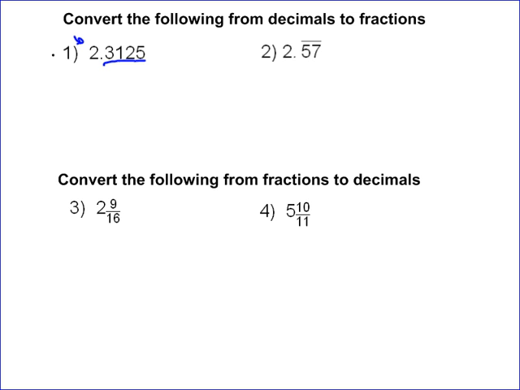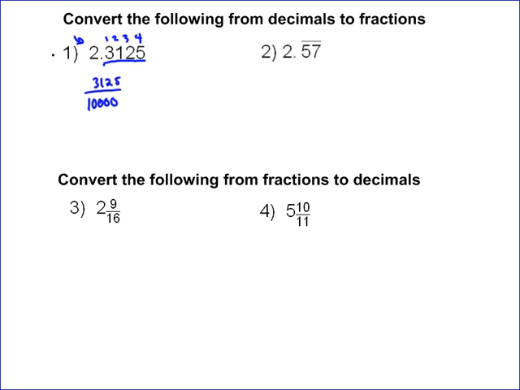Whenever it's a non-repeating, terminating decimal like this one, we count the number of places after the decimal. There are 1, 2, 3, 4. That's how many zeros after a 1 we put in the denominator. So in this case, there are 4, so we do 3125 over 1 and 4 zeros, which is 10,000.